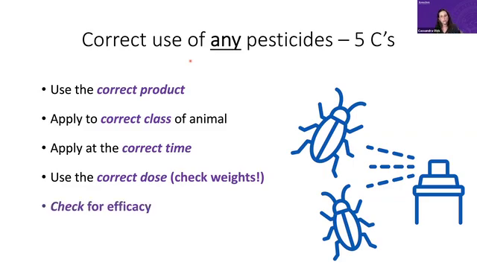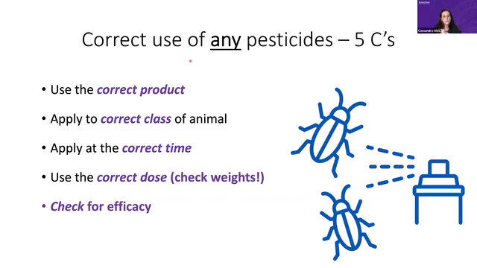And then also check for efficiency. So you will know pretty quickly in terms of external parasites. If you use a product and you don't see any effect, then you know that it is not working and you need to swap products. Chemical classes, remember, it doesn't matter if you stay in the same chemical class. You want to swap from one chemical class to another.